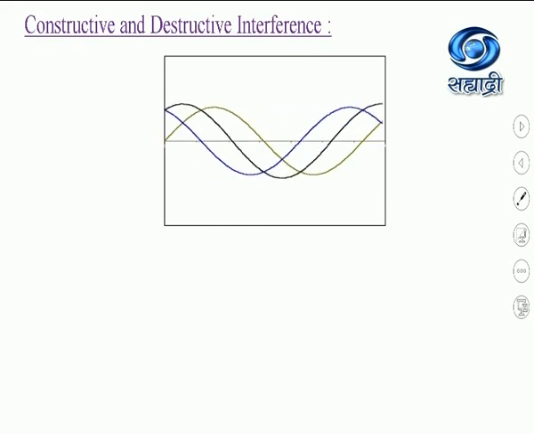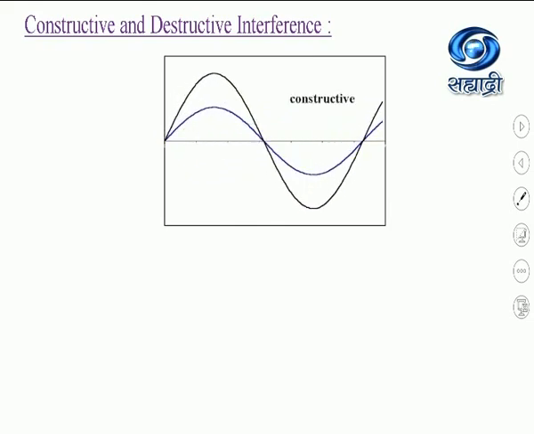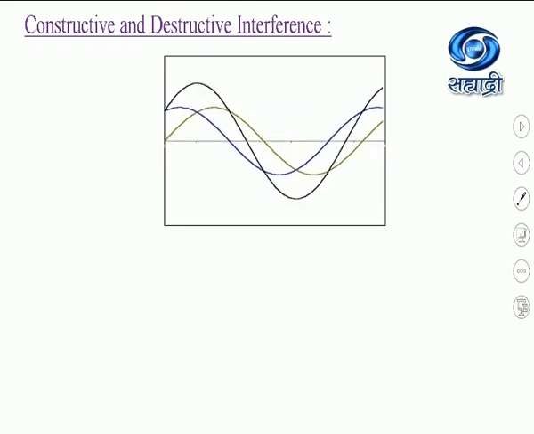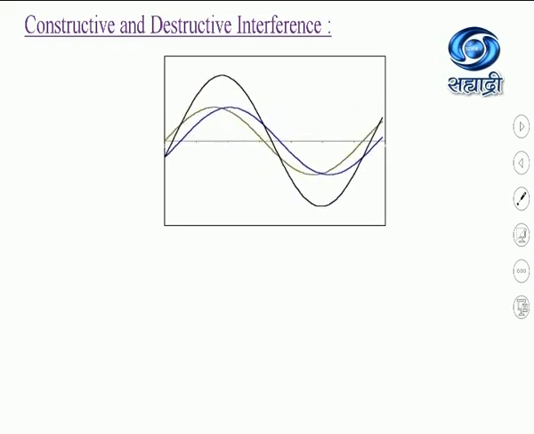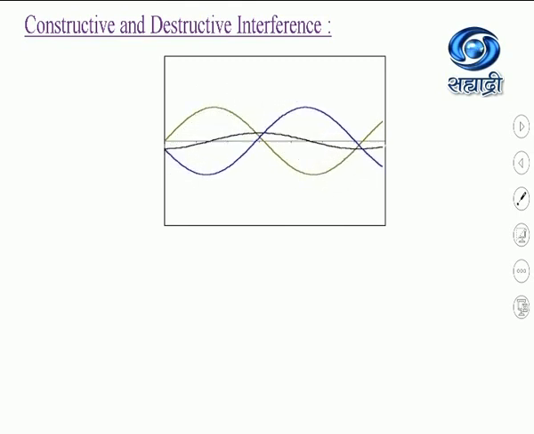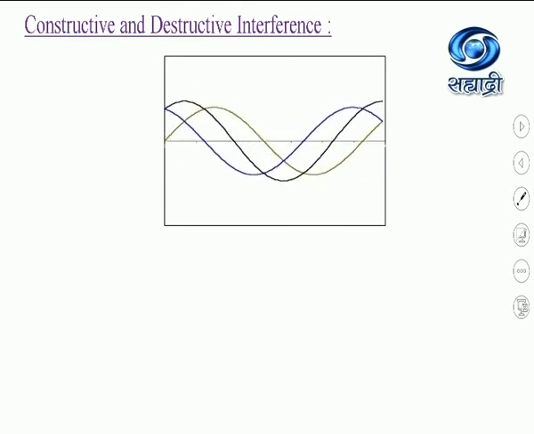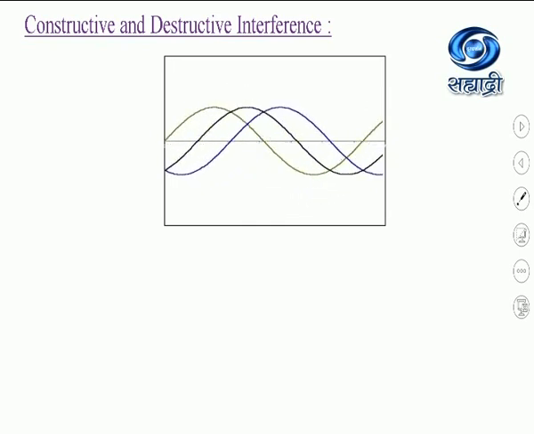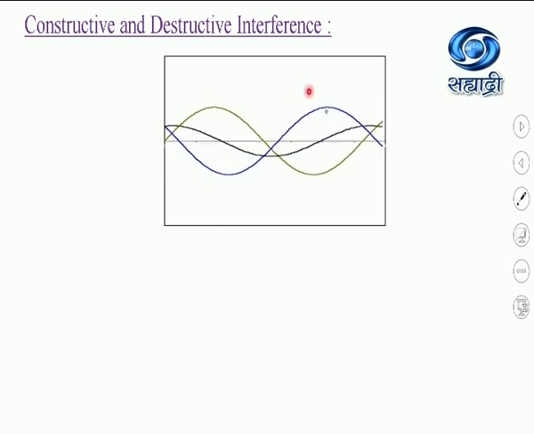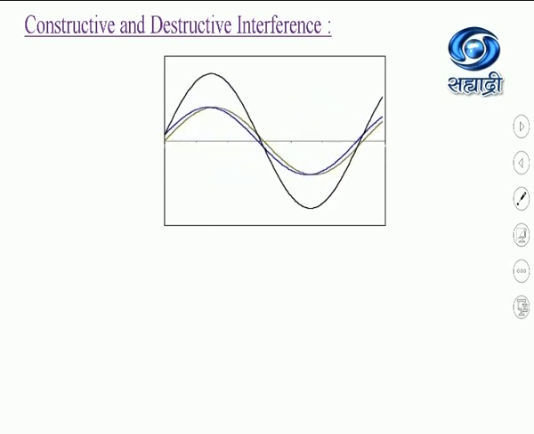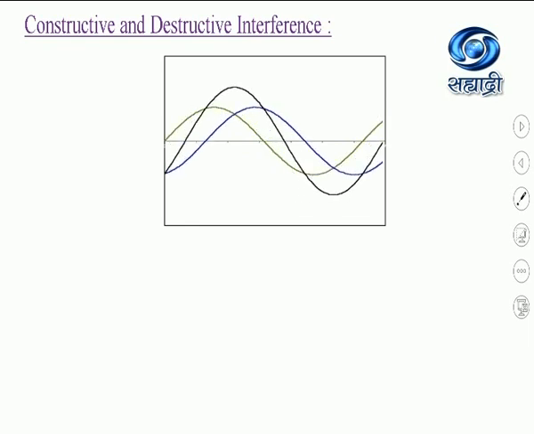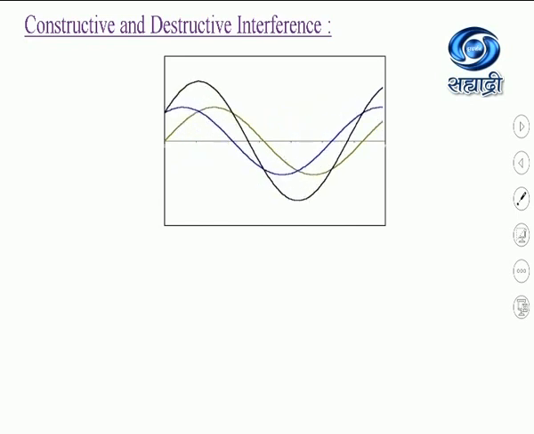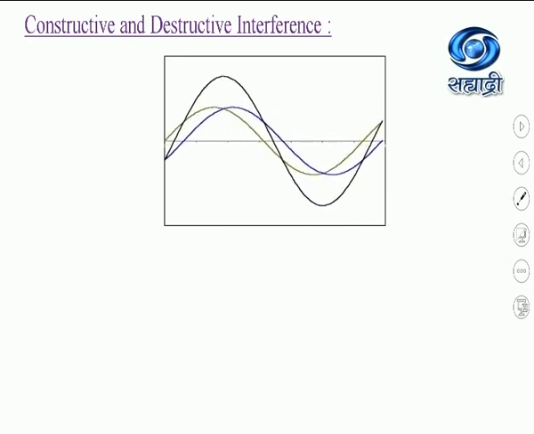When the waves overlap with each other, which are out of phase, that means the crest of one wave, the trough of the other, and vice versa, then the resultant displacement at that point is minimum, the resultant amplitude is minimum, and the resultant intensity is also minimum. This type of interference is called the destructive interference. You can see constructive and destructive interference in this animation.